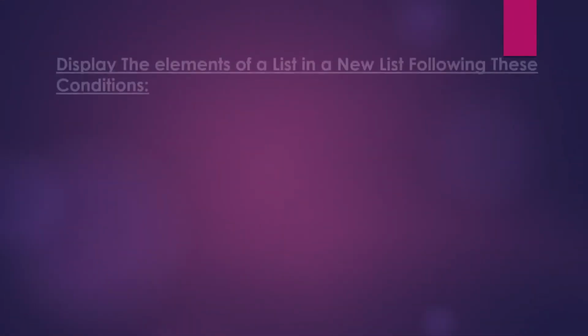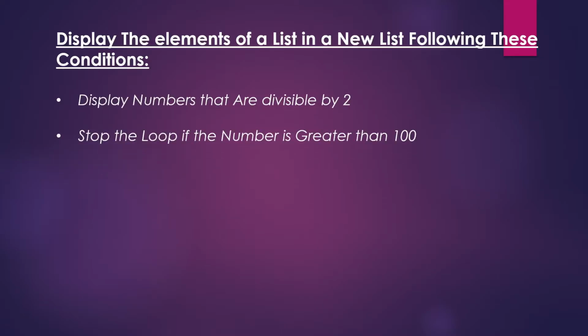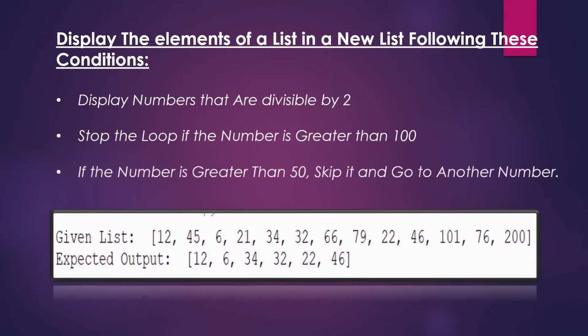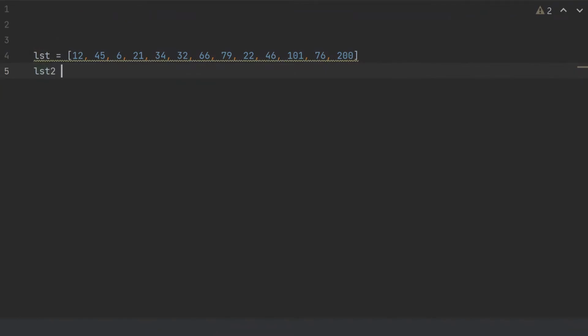Exercise number 3. It says display the elements of a list in a new list following these conditions. Display numbers that are divisible by 2. Stop the loop if the number is greater than 100. If the number is greater than 50, skip it and go to another number. First, let me create a new list called lst2 and set it to an empty list.